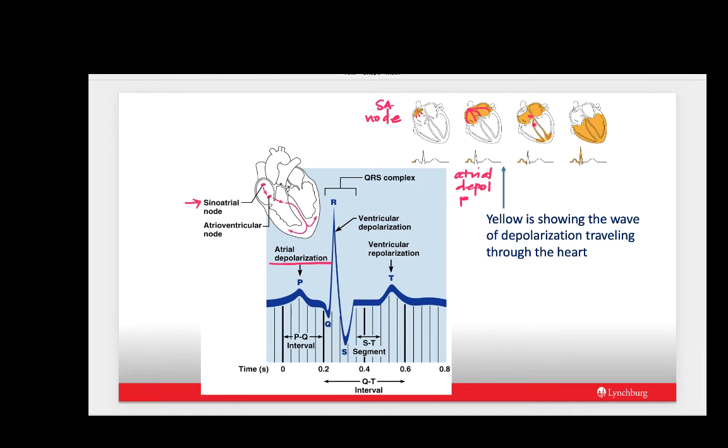And we know at that point it's also going to slow down a little bit. So that ends up giving us this little flat line here between P and QRS. That's that delay because of the AV node and the bundle of His.